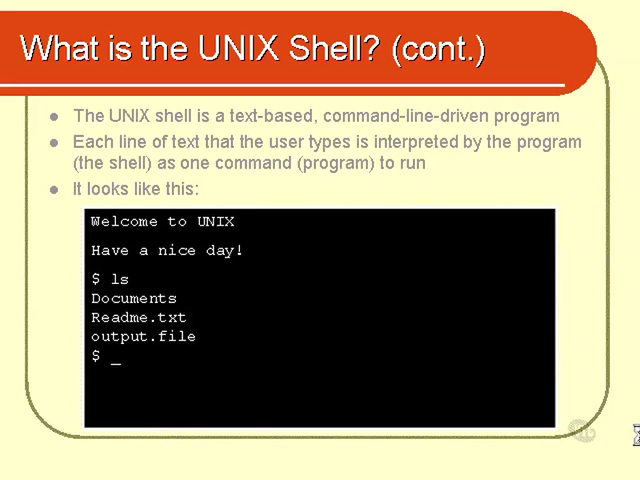And then you might get a little $ sign. You don't always get a $ sign, but it's very common to get a $ sign, and the $ sign just sits there waiting for you to type something. It doesn't do anything at all, it just sits there. So you type something. In this case, I've typed ls, which is the name of a program that I wish to run. ls lists the contents of the current directory. So the contents of the current directory might be documents, readme.txt, and output.file. So the output of the ls program is the 3 lines underneath ls.